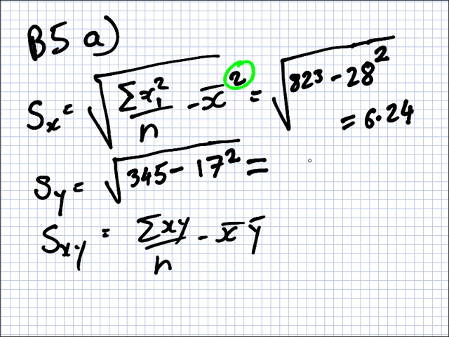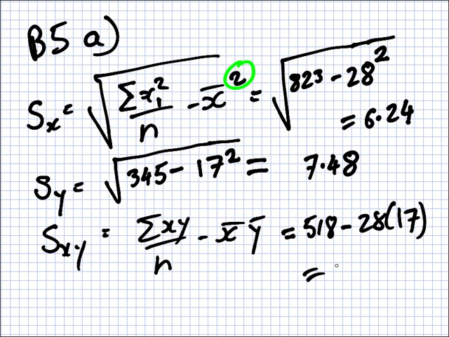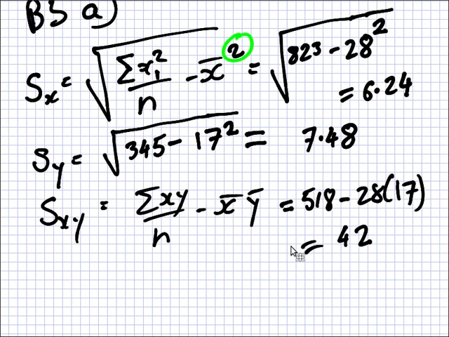Give it to me as a decimal. What is it? 7.48? Yeah, is that okay? And then this one here would be 518 minus 28 times 17. Exact.